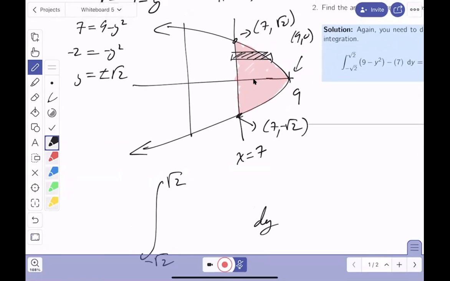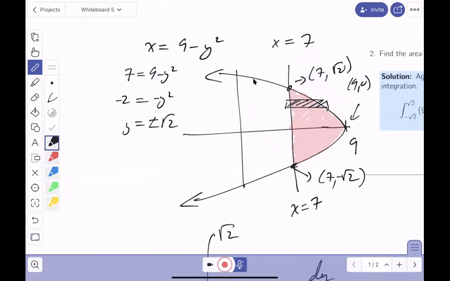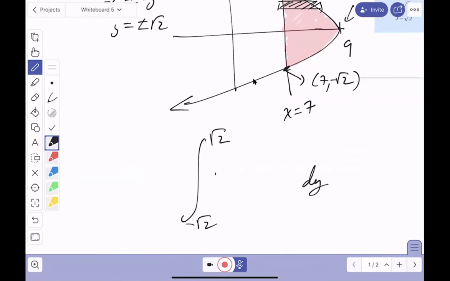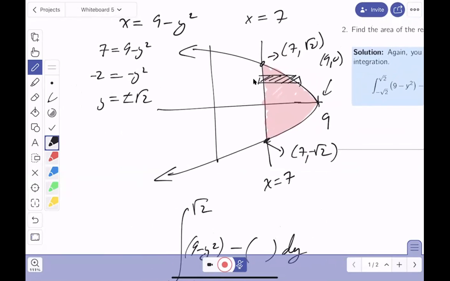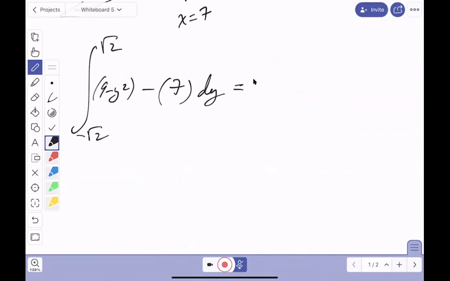And what's the integration going to be? Oh, it's got to be in terms of y's, right? So I got to do this. And so the upper limit is going to be 9 minus y squared, minus the lower limit. What's the lower limit going to be? Well, that's x equals 7, so it's just 7. I got to do my integration. Fairly simple to do. And again, I realize probably looks like chicken scratch to you, but this is my work before I type it up.